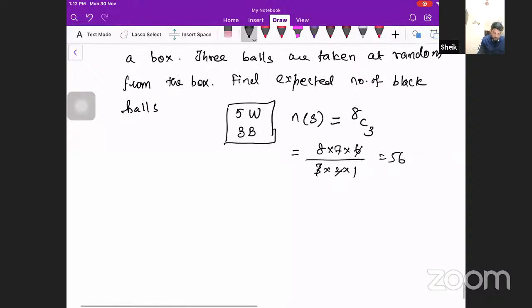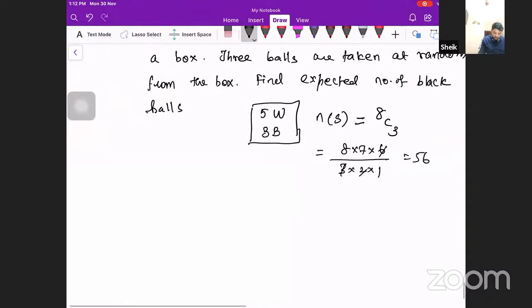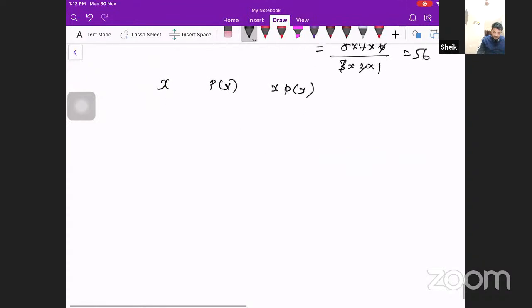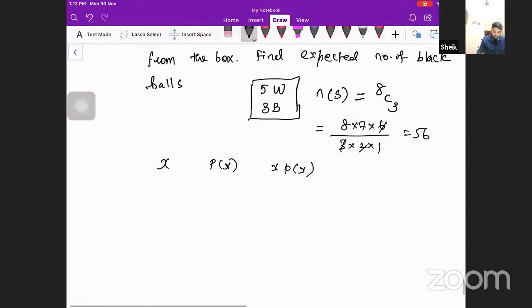What exactly is the question? Find the expected number of black balls. So here, x and P of x, we have to prepare the table, my dear, and we need to find x into P of x. That's it. Now, expected number of black balls.